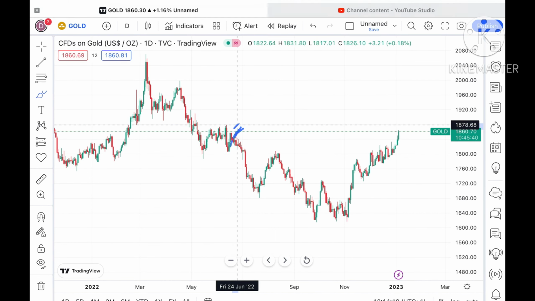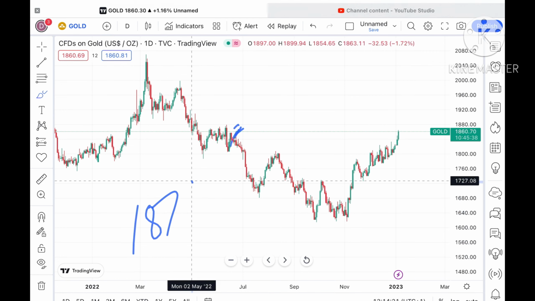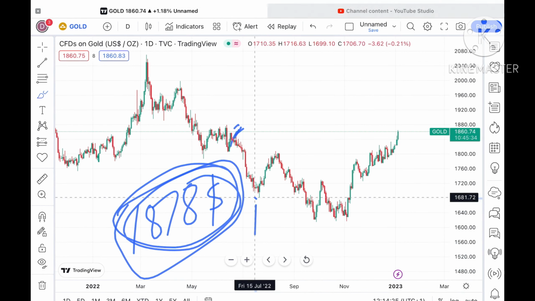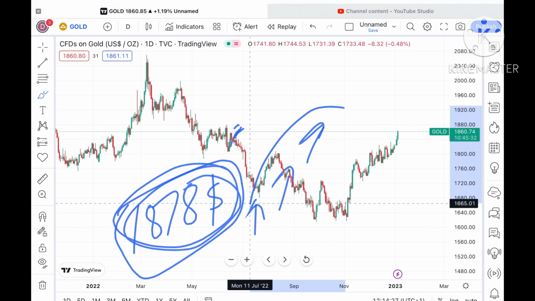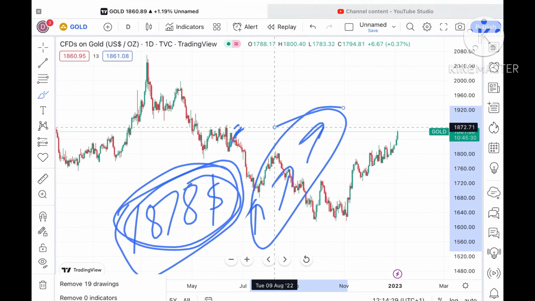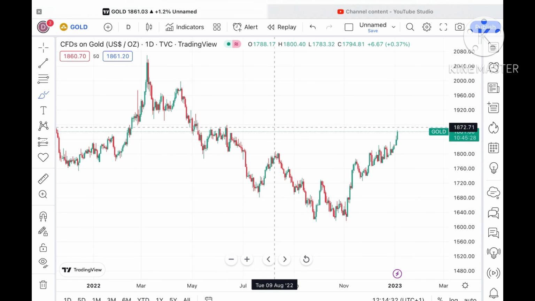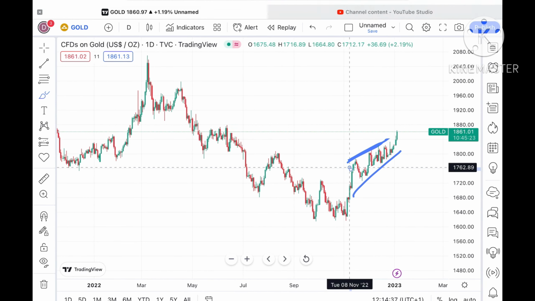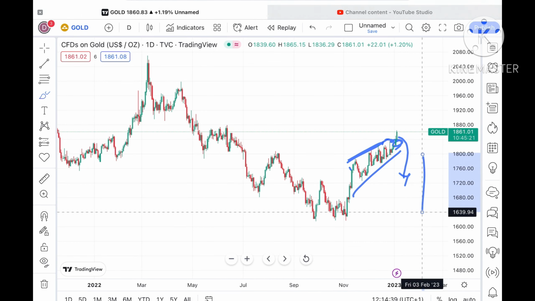This is again a weak resistance, so chances are high we can see a level of $1878 if the price sustains above 1871. Okay, and once the price sustains 1878, then a probability of going further upside is there, because we have seen that these levels are already being tested here. Okay, and a weak resistance is formed.